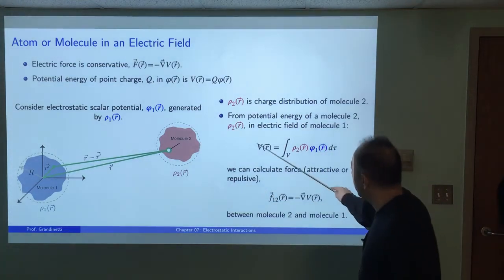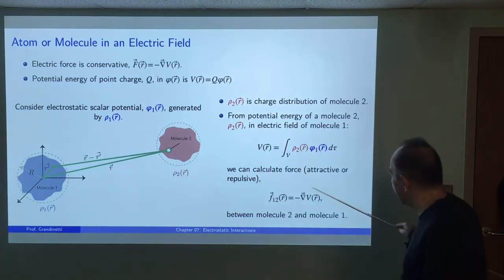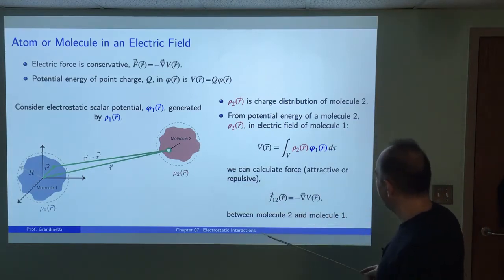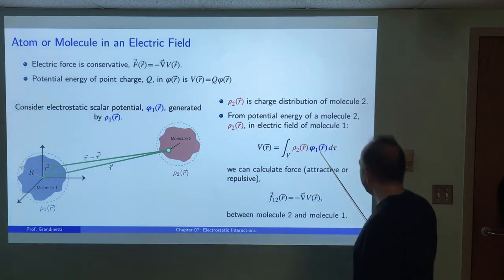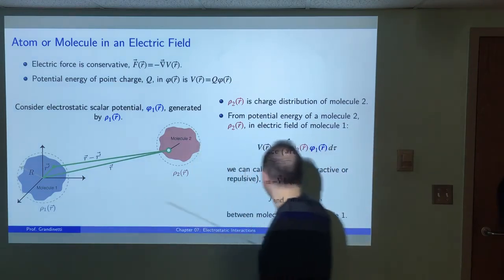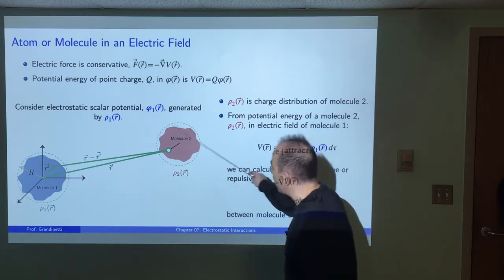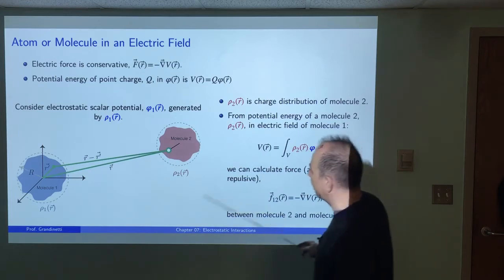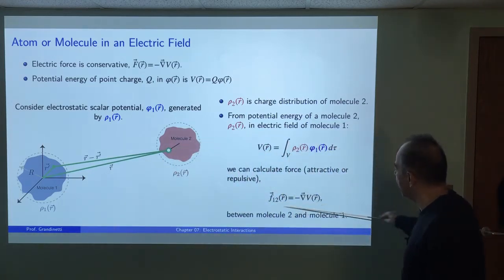Okay? And once you know the potential energy, then we know that for a conservative force, we can calculate the force acting on this molecule. In this example, the scalar electrostatic potential is coming from molecule 1. So the potential field that molecule 2 is in is coming from molecule 1, and the force between them is going to be calculated by taking the negative gradient of this expression.